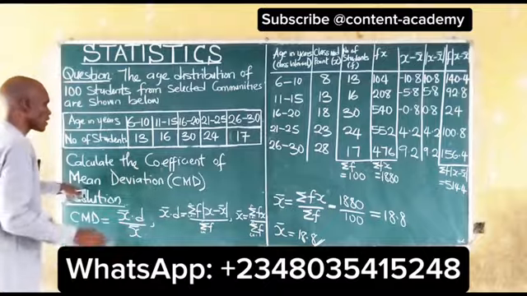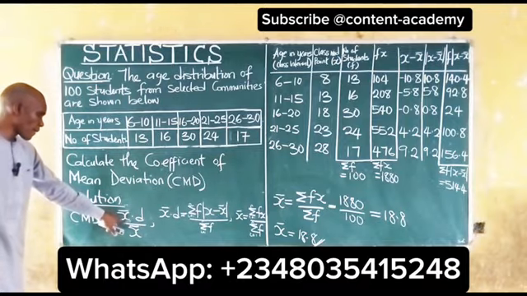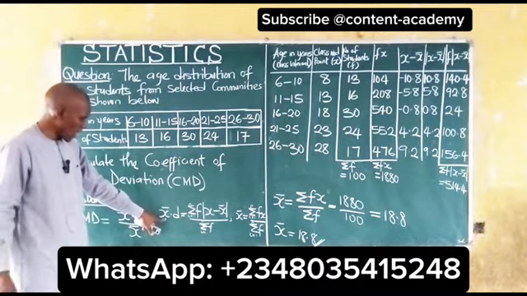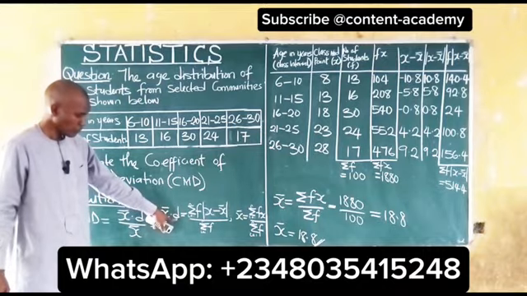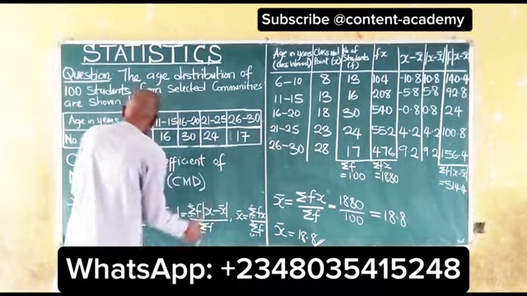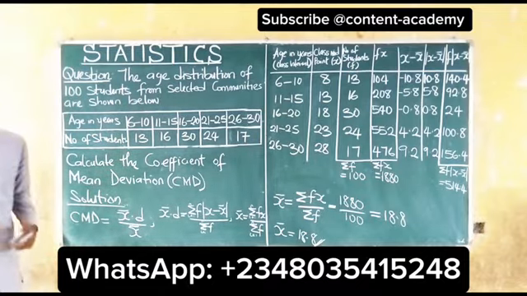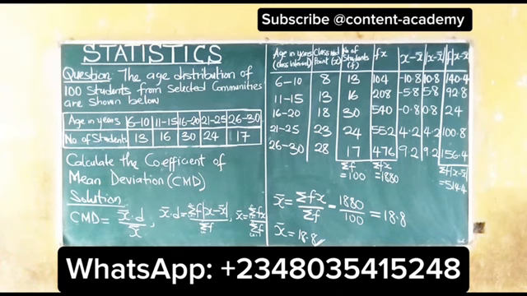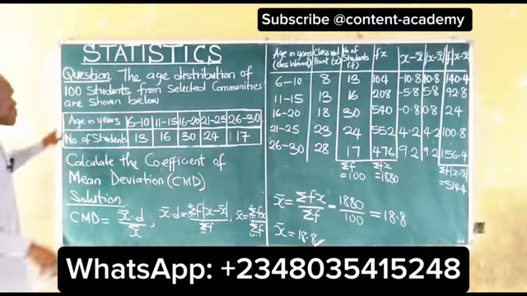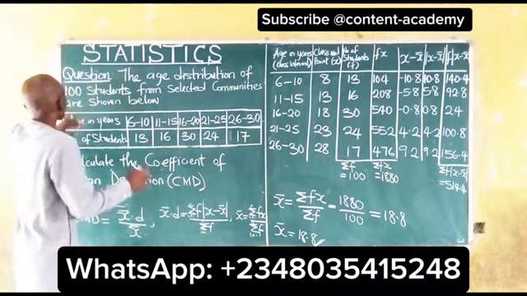Now, we are asked to find the coefficient of mean deviation. That means coefficient of mean deviation, which is x bar multiplied by d divided by x bar. First, we calculate x bar multiplied by the deviation, and we have it as this. Since we have the total of this, we have to calculate this before we can find our coefficient of mean deviation. So we move over to this side of the board to do that.